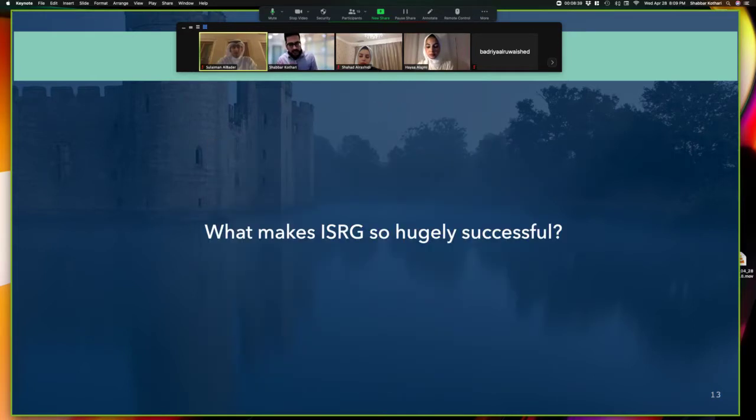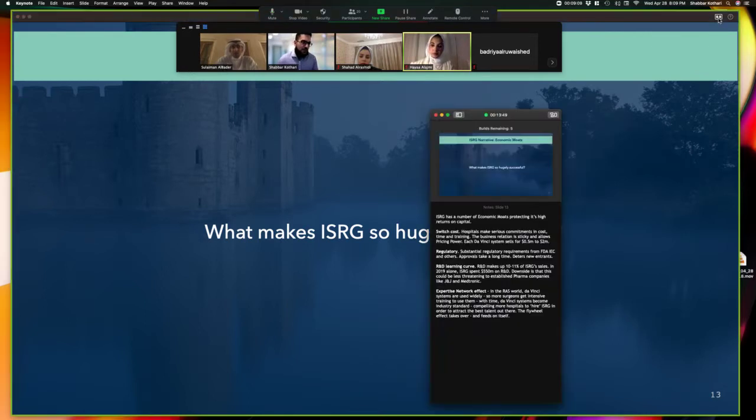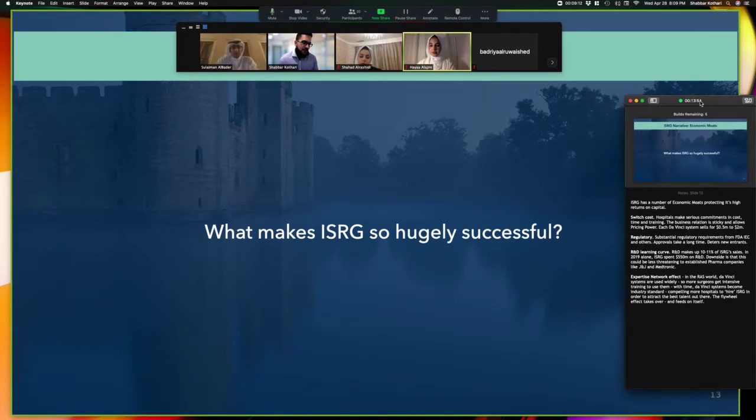And then we dug a little deeper into ISRG and discussed what makes it so great. We discovered that it has these economic moats, four of them being switch cost, regulatory... What were the others? I remember there being R&D, learning curve, and the last one was expertise network effect. So you guys have a pretty good picture. That's what we understood about the business.